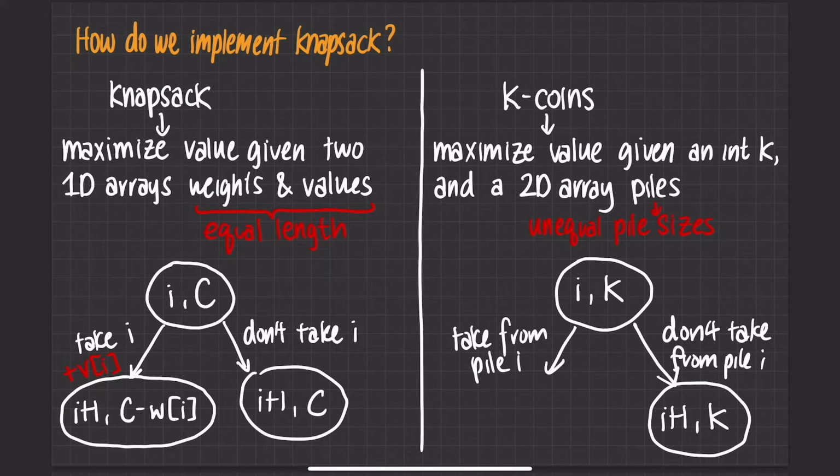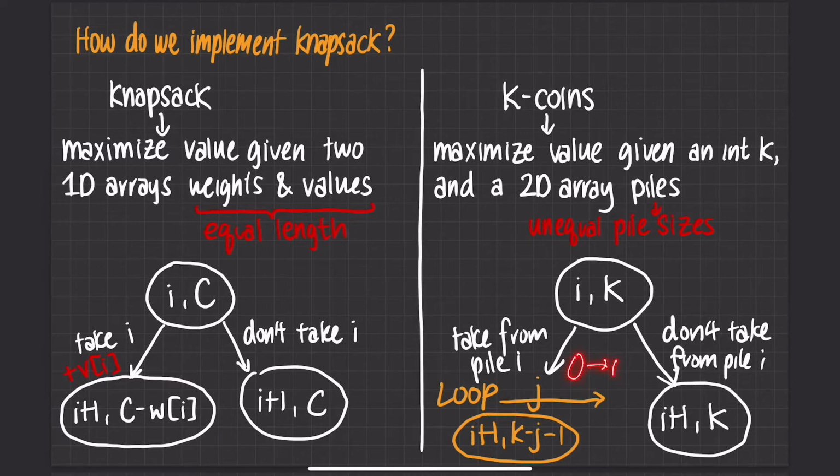The key difference is what we do here when we take from pile I. We need to loop through every single element in our pile I. For every element in pile I, let's denote that J. At some index J, we need to calculate I plus 1 and then K minus J minus 1, starting from index 0 until the end of the index for pile I.